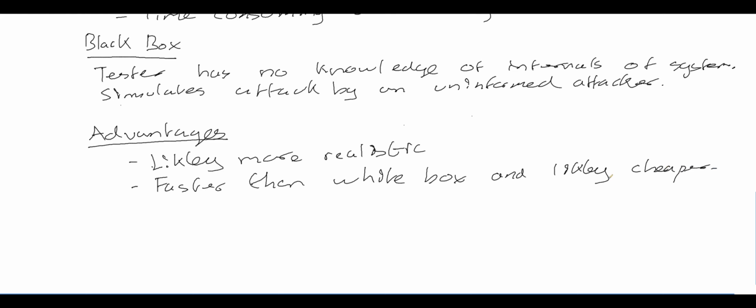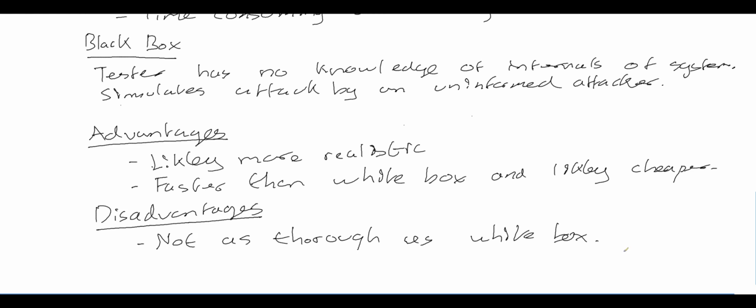It's also faster than white box testing, so it's likely to be cheaper. And I'll come on to why it's faster in a minute. So let's take a look at the disadvantages then. The main disadvantage of black box testing is that some areas of the computer system may not be tested by an uninformed attack. So that's just an overview of what white box and black box testing is, and penetration testing.